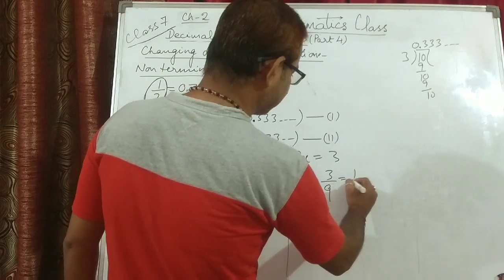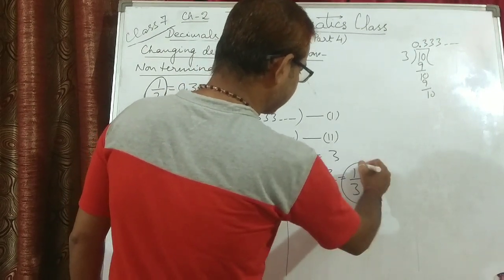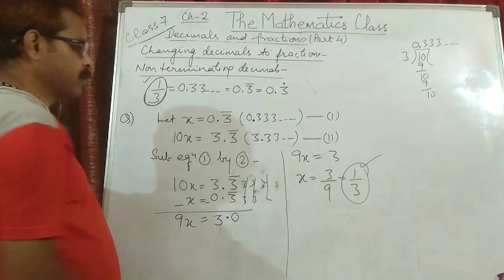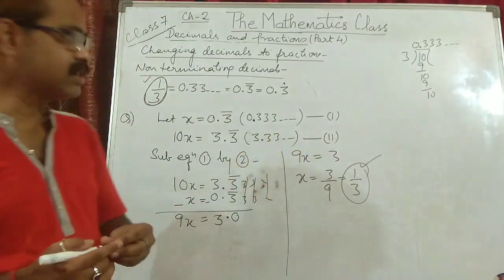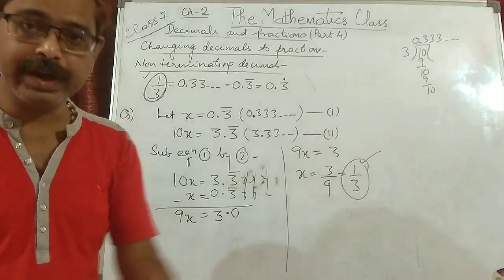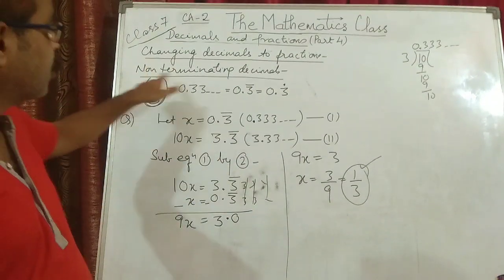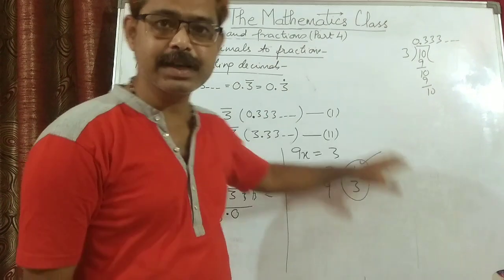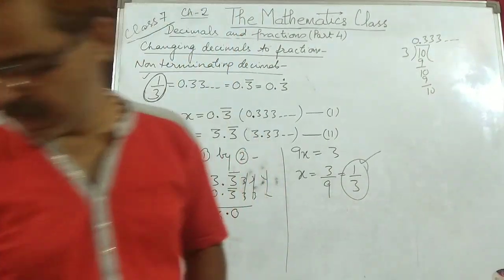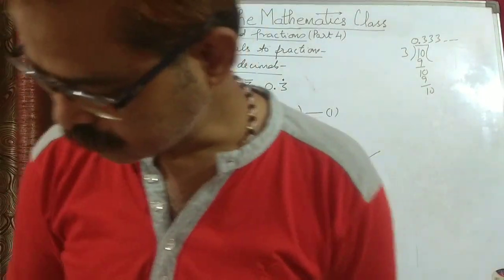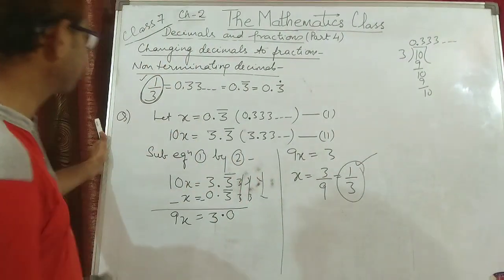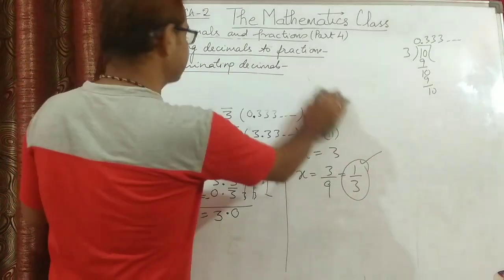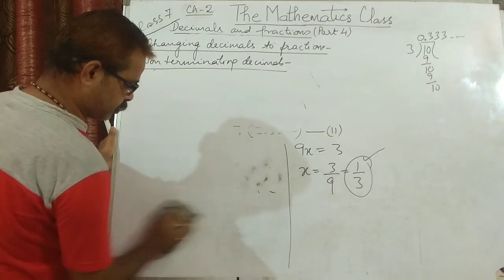You reduce it, 3 ones are 3, 3 threes are 9. Now you can see this value and this value. Both of them are same. It means this is a way how to write non-terminating decimals as a fraction. I will be taking one more example. Let's take a number that is from your exercise.